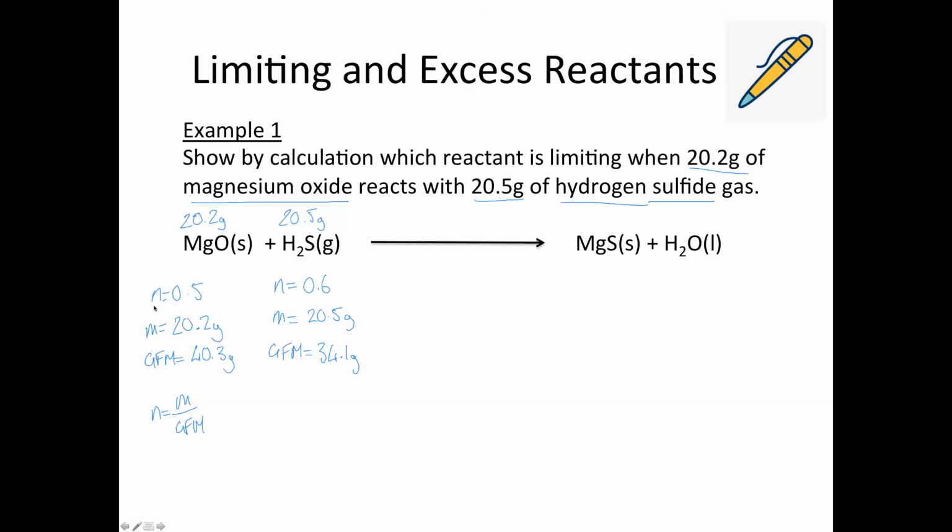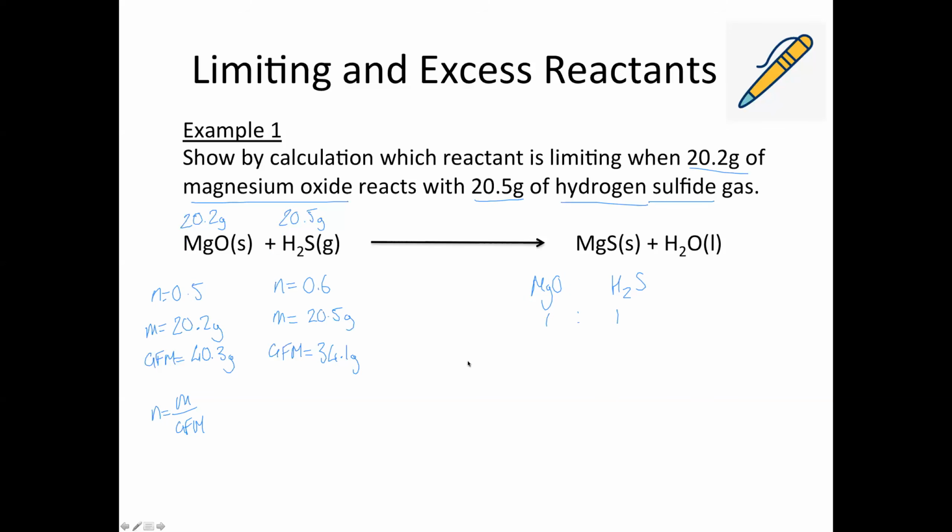So now we know how much we have of each, but before we can conclude which one's limiting and which one's in excess, we need to apply it to the mole ratio. This is where you look at the numbers in front of the chemicals in the balanced equation. Both of them have no number in front of them, which means that would be a 1-to-1 ratio. So if I write their formulas again, just so it's clear.